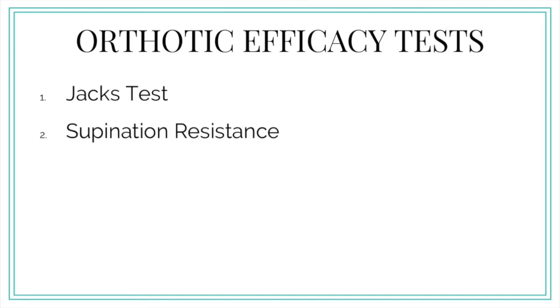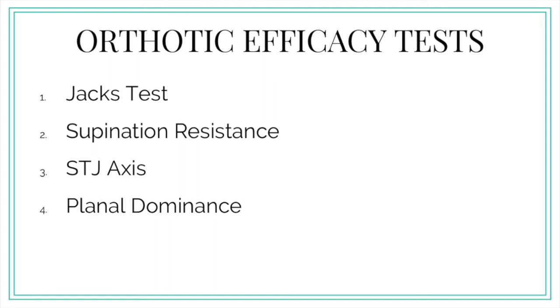But for today's topic, orthotic efficacy tests, I reached out to some of the best brains with way more experience in orthotic therapy than I could ever have. I've collated a list of the top 5 tests to determine orthotic efficacy. And they are 1. Jack's test, 2. Supination resistance, 3. Subtalar joint axis, 4. Planal dominance, and 5. Lunge test. Let's go through each test so we know what we're talking about.